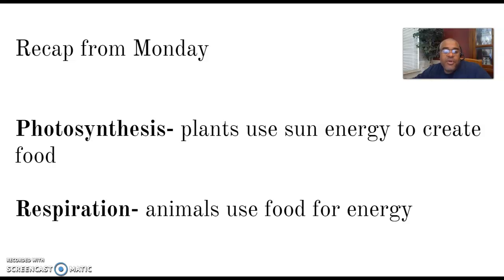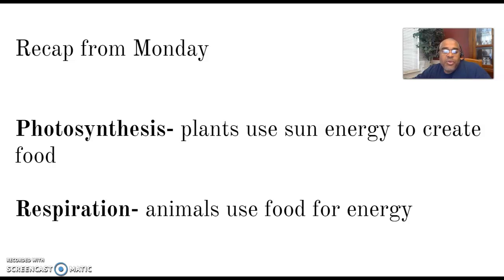Monday, you should have learned or been reminded of photosynthesis, which is a process in which plants use sun energy to create food. The opposite of photosynthesis is respiration. Respiration is where animals use food for energy.